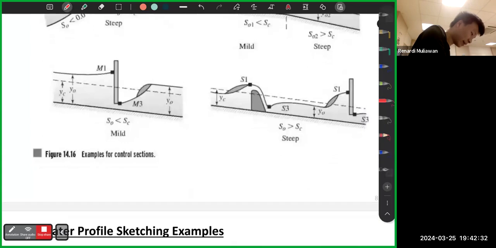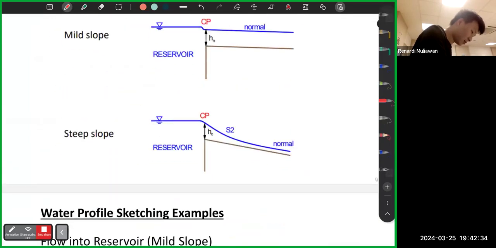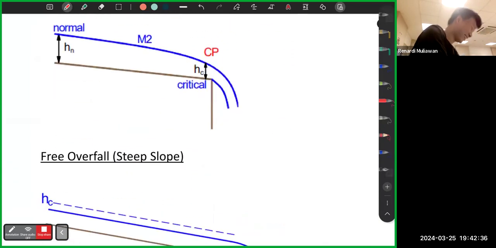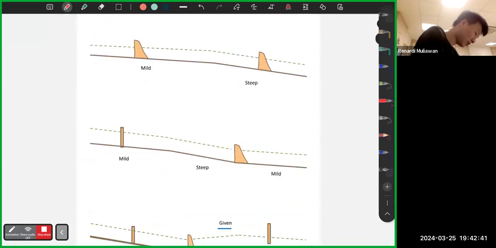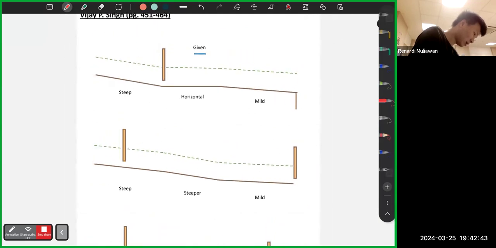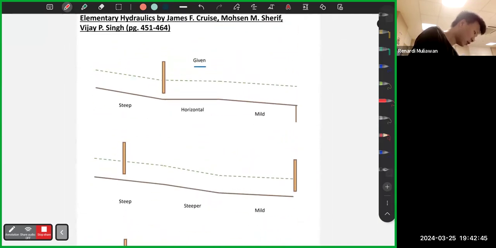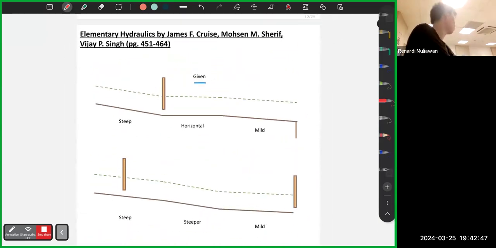Okay, maybe let's do the examples and then we take a break. So just to give you an example first. I have a lot of examples here actually, but I'll do the first two and you try the rest while we take a break.